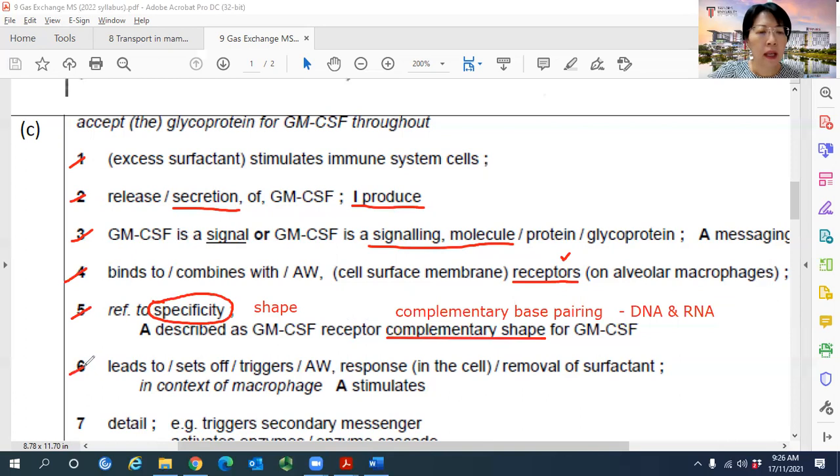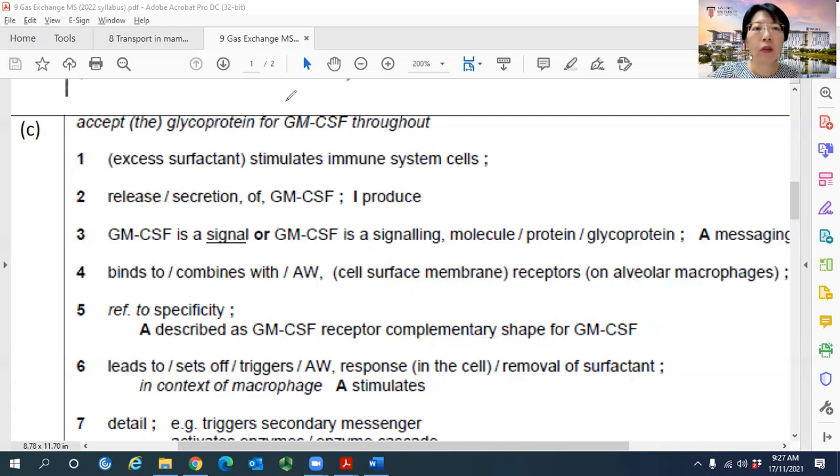Okay. Number 6, it leads to a response. When the messenger molecule binds to the receptor, it will trigger a response in the cell. So what kind of response? The stimulus response model I mentioned just now. The response is to remove the surfactant, because this is a macrophage, right? It stimulates the macrophage in the alveolus to remove the excess surfactant. So that is the response we are looking for.